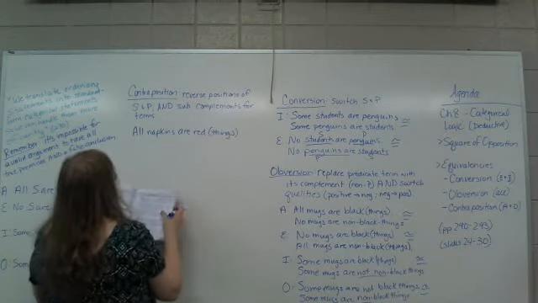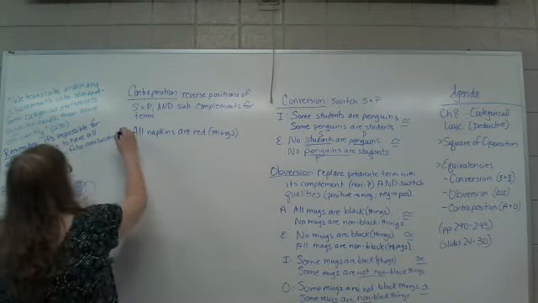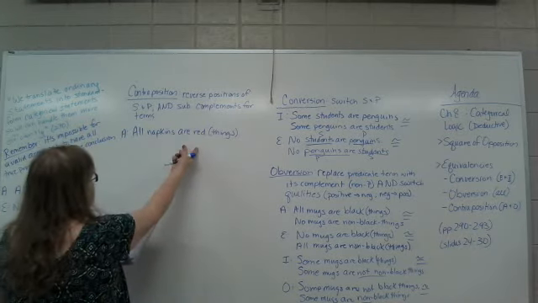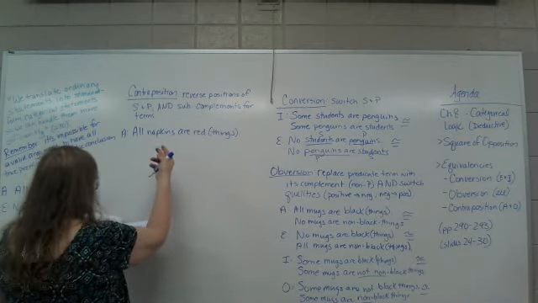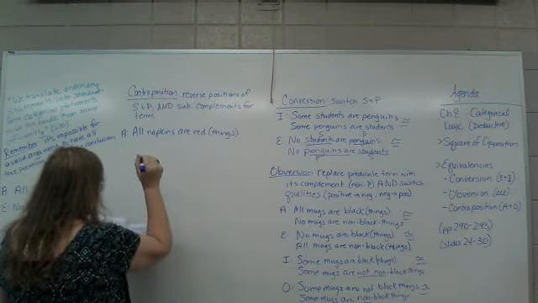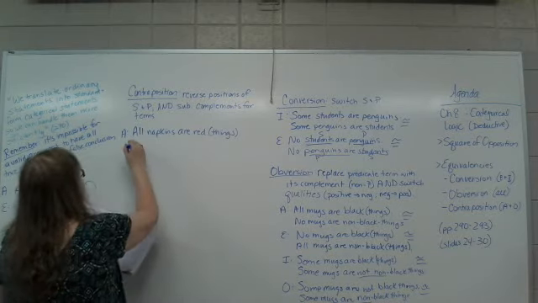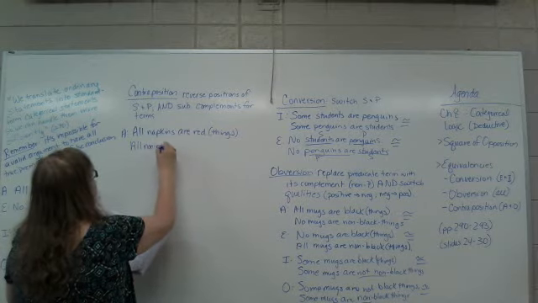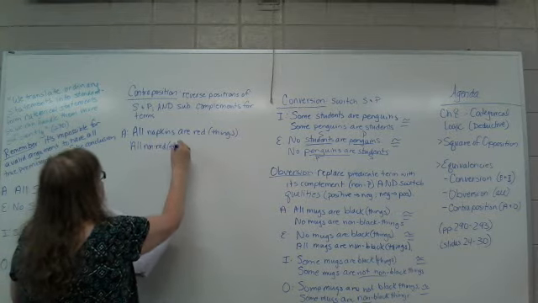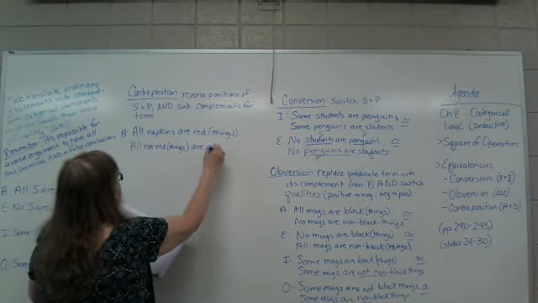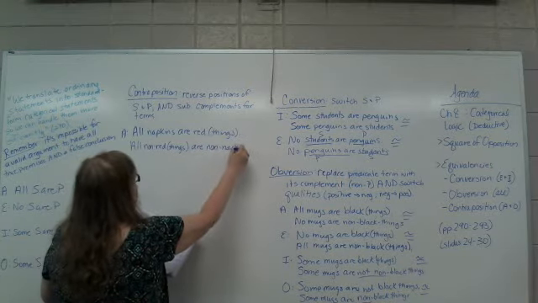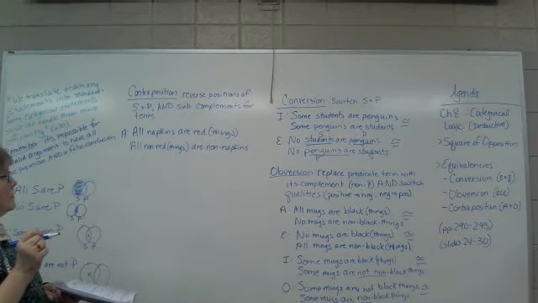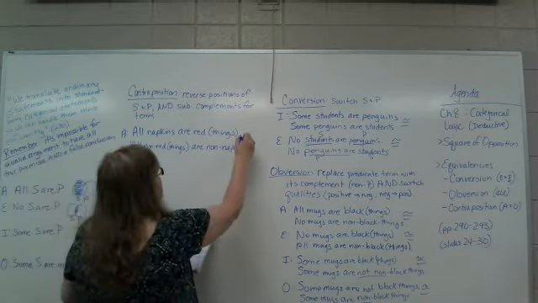Okay, this is my A term. All napkins are red things, so I'm going to flip my S and P. So all red things are napkins. All non-red things are non-napkins. Okay, so like I said, we're going to do everything all at once. All non-red things are non-napkins. Okay? And that's equivalent. Everybody's equivalent, that's what we're doing.